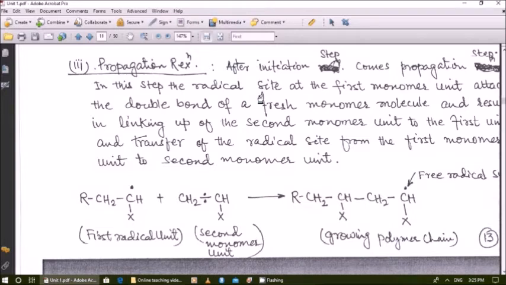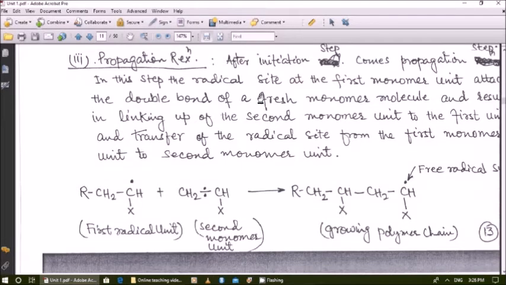After initiation, the next stage is the propagation reaction. After the initiation step comes the propagation step. In this step, the radical site at the first monomer unit attaches to the double bond of a fresh monomer molecule and results in linking up the second monomer unit to the first unit, and transfer of the radical site from the first monomer unit to the second monomer unit.